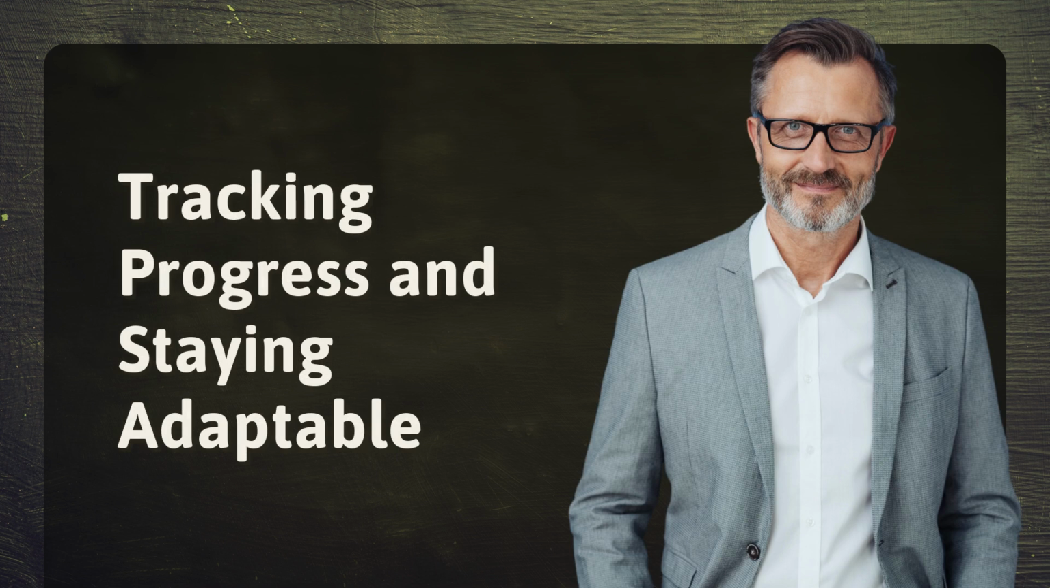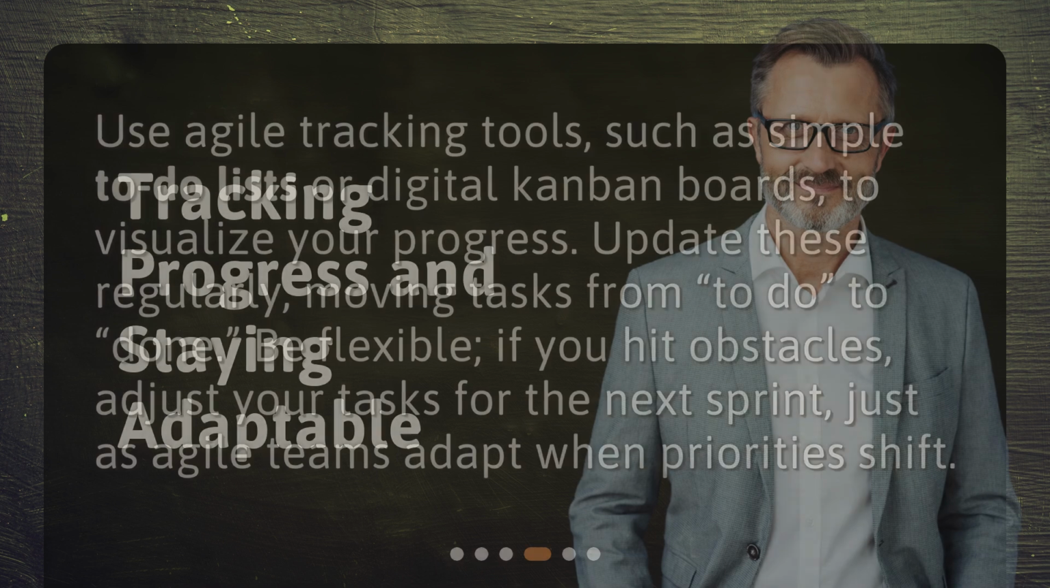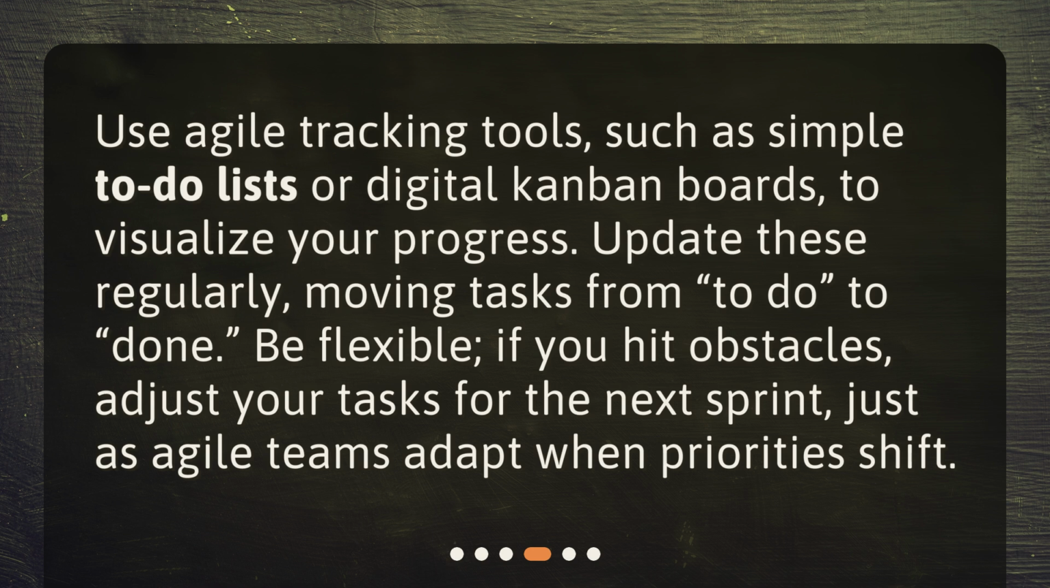Tracking progress and staying adaptable. Use Agile tracking tools such as simple to-do lists or digital kanban boards to visualize your progress. Update these regularly, moving tasks from to-do to done. Be flexible. If you hit obstacles, adjust your tasks for the next sprint, just as Agile teams adapt when priorities shift.